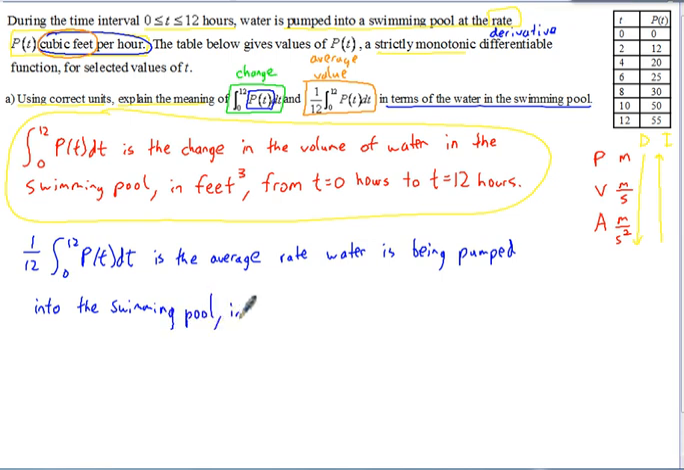Again, let's put the units right here. Whenever you're doing the average, the units always stay the same. So it's going to be in cubic feet per hour. You can write it out that way or write it out this way. Either way, the same thing.